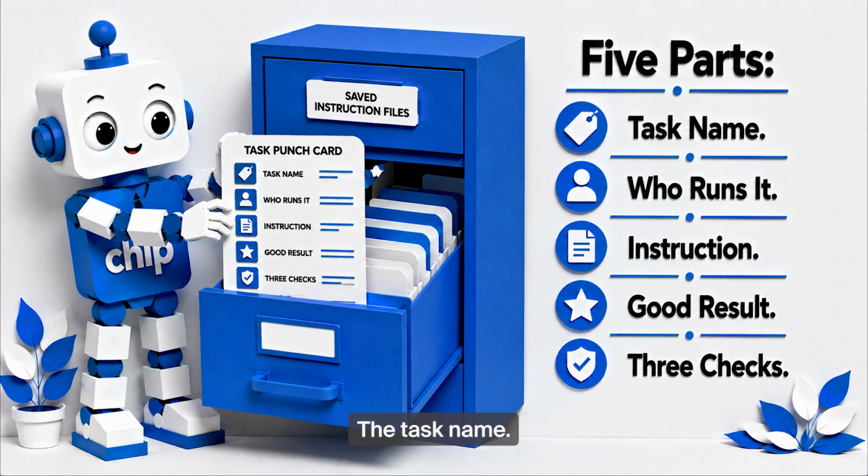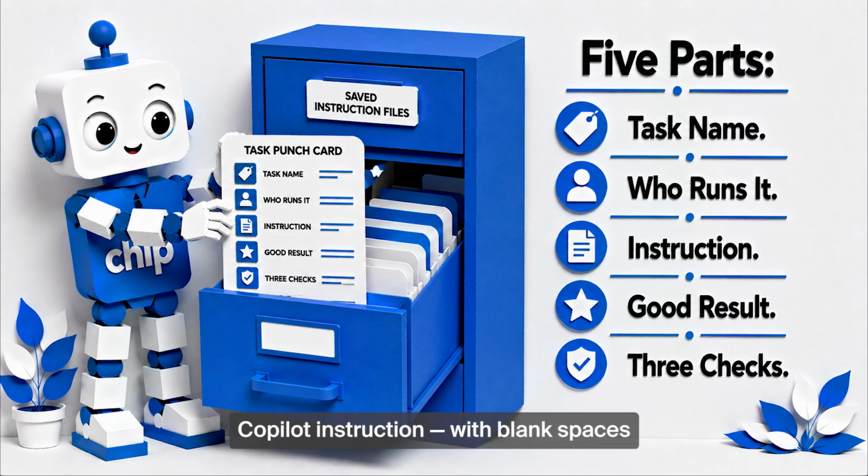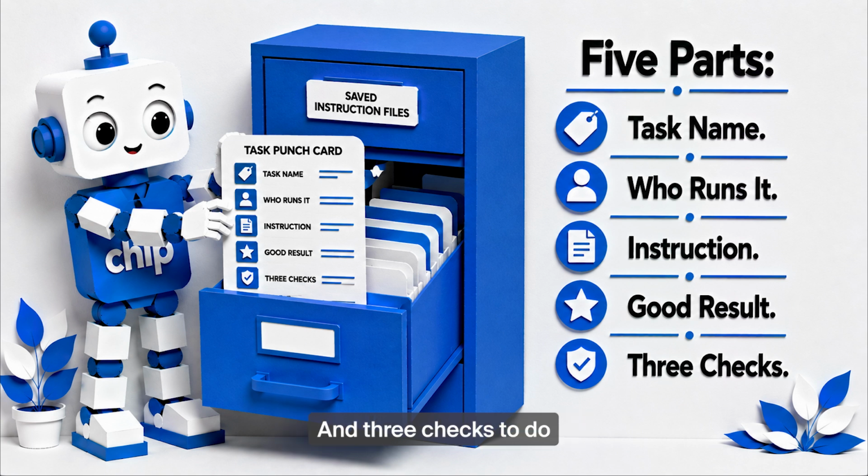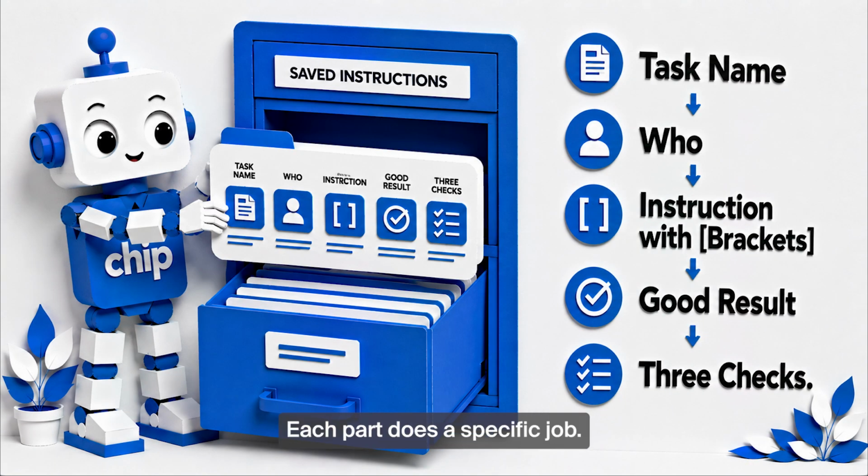The task name. Who runs it? The exact Copilot instruction, with blank spaces for the parts that change each time. What a good result looks like. And 3 checks to do before using the result. That is everything. Each part does a specific job. The task name tells the reader exactly what this file is for. Who runs it removes confusion. No one needs to ask the owner.